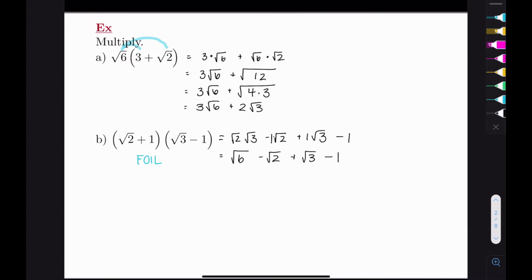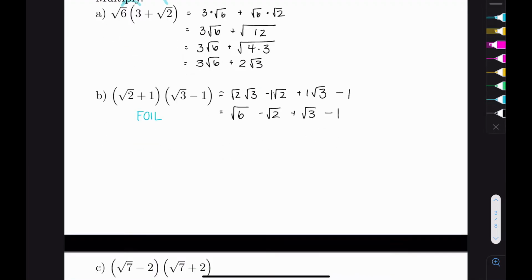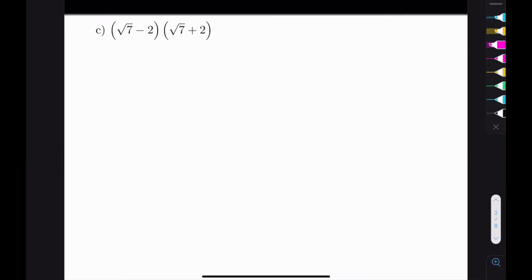And at this point, all of these radicals are as simplified as possible. Again, 6 is not divisible by a perfect square. 2 and 3 are prime, so we can't simplify this anymore. So let's try one more. Now we're going to take kind of a unique expression, and so this will come back into play a little bit later.